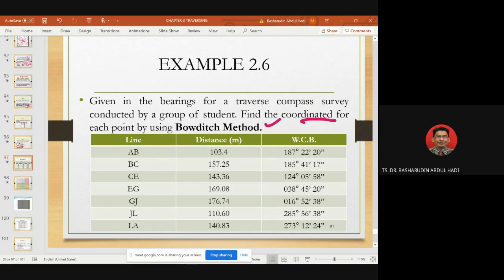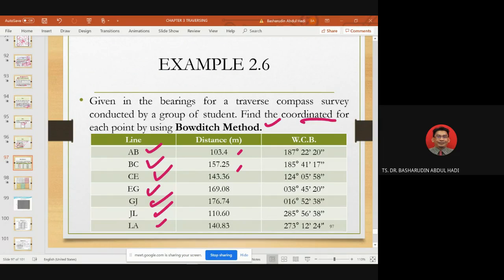Okay, so it's a very long journey. We are going to use the Bowditch method. What is the theory? We learned the theory and the new part, and now we can give an example of this technique. So A to B, B to C, C to E, E to G, G to J, J to L, L to A, in a compass survey we call this the forward bearing. And this is the distance: AB is 103.4.